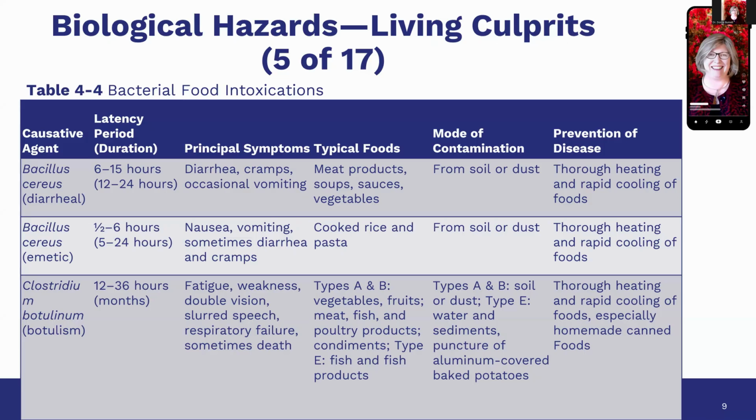Your mode of contamination here would be from the soil or dust, which tells you you're going to have to make sure the food is cleaned when it comes out of the soil. You also could have, for type E, the water could be toxic. And how do you prevent this disease? As you'll see repeatedly, thorough heating and rapid cooling of foods, especially homemade canned foods for the last one, for botulism.